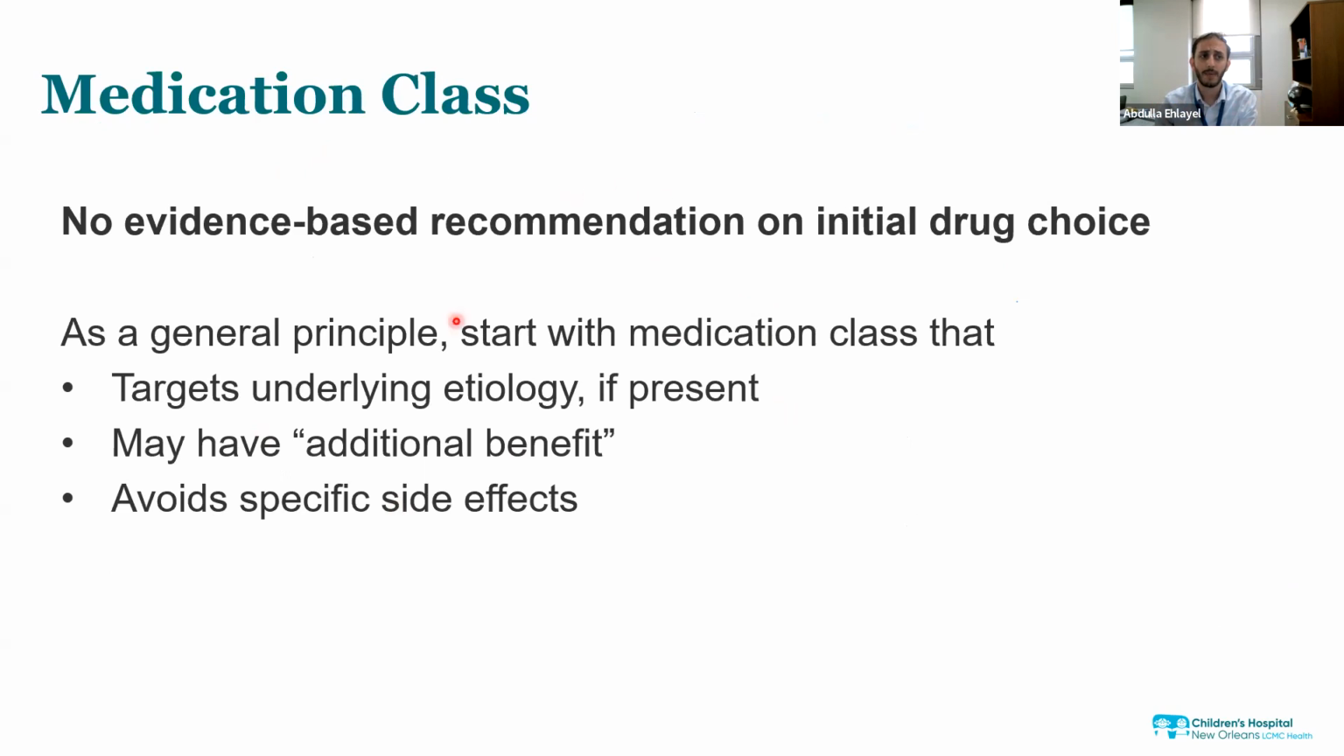So which class do we start? So in terms of classes ما في any evidence-based recommendation. بس بشكل عام we start with a medication class that will target the underlying etiology. So إذا عندك مريض عنده مشكلة معينة أو مرض معين أو secondary hypertension, there are some drug classes that are better. If the medication has a potential added benefit, then we use that. And if you want to avoid specific side effects, you might not use that medication class. وراح أعطيكم بعض الأمثلة في السلايدات القادمة.